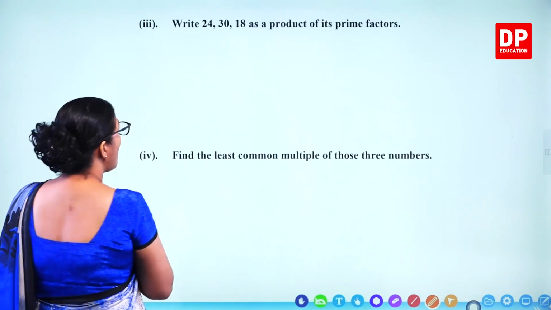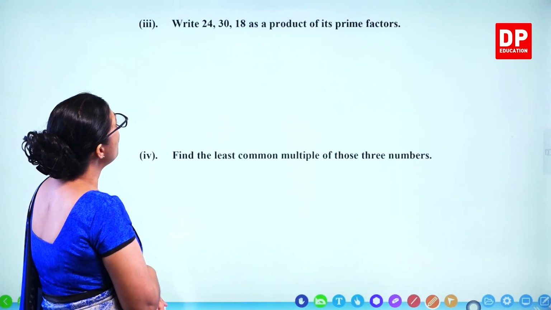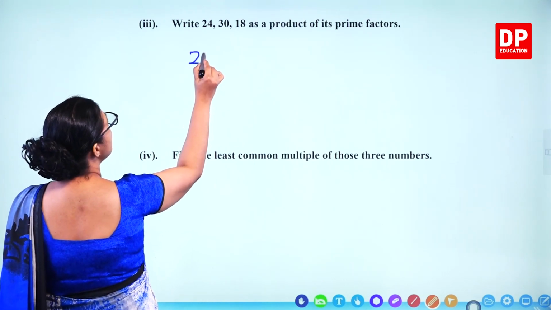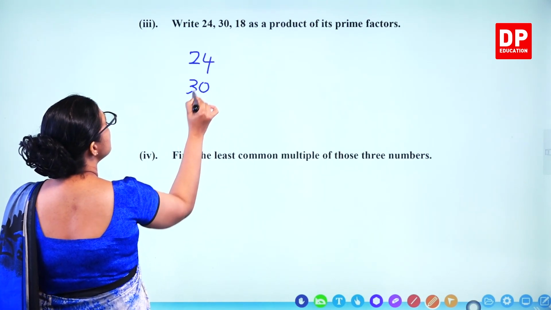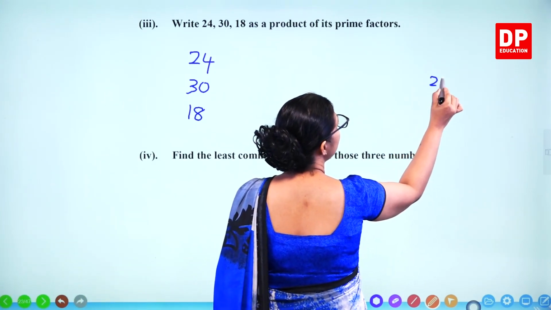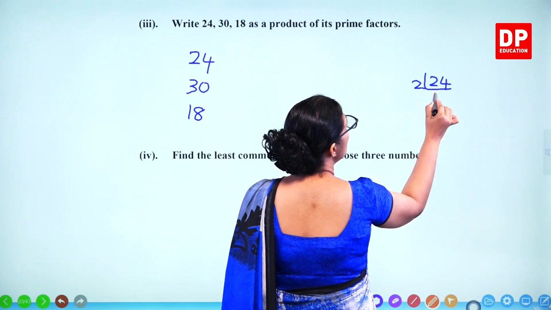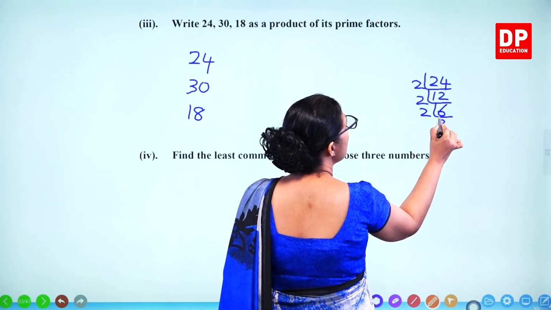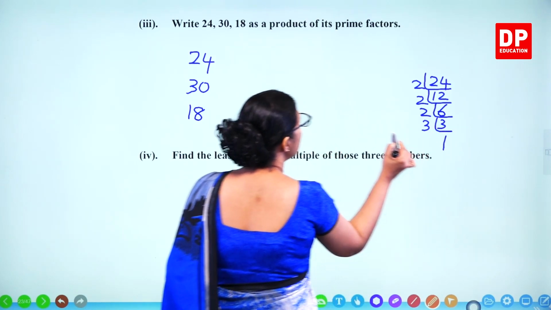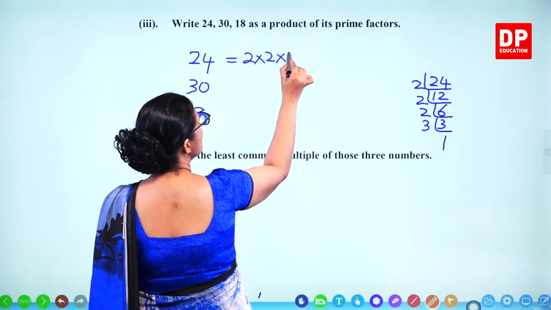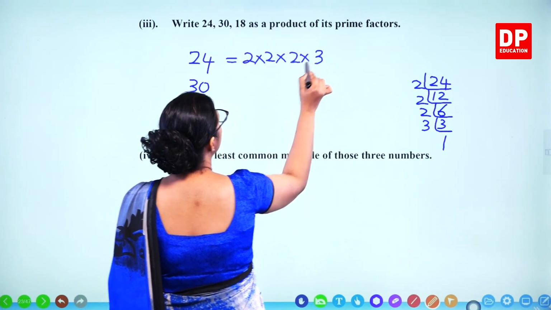Let's take the next one. Write 24, 30, 18 as a product of its prime factors. So you have to do it separately. 24: divide by 2, divide by 2, divide by 2 again, divide by 3. So how can you write it? 2 times 2 times 2 times 3.